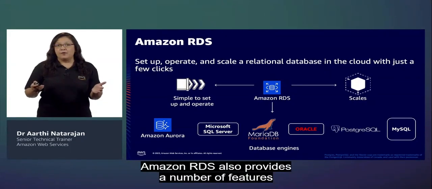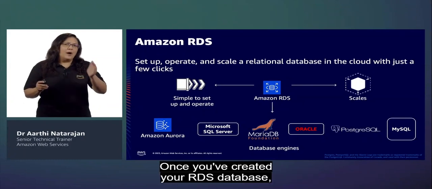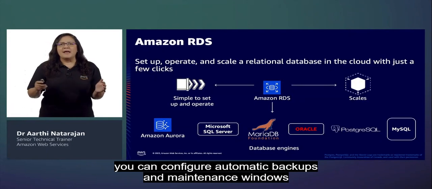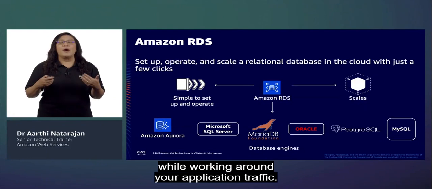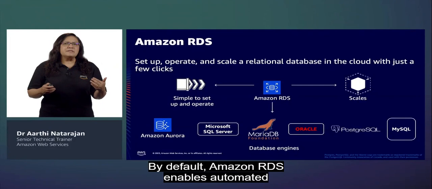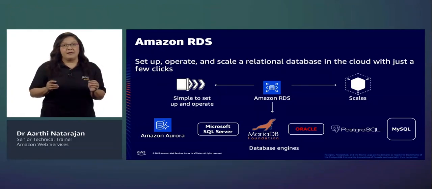Amazon RDS also provides a number of features that make it easier to manage common database tasks. Once you've created your RDS database, you can configure automatic backups and maintenance windows while working around your application traffic. By default, Amazon RDS enables automated backups of your database instance with a 7-day retention period.